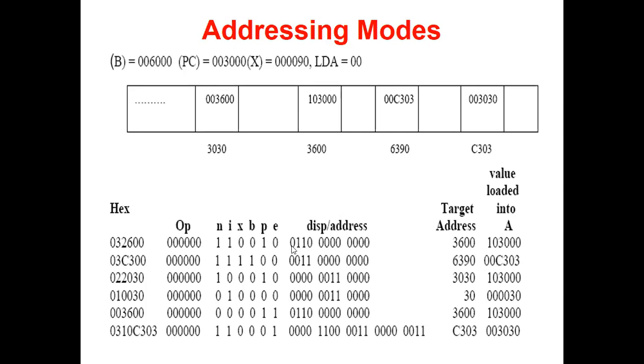Then the displacement, we can see the displacement. These are the last 12 bits here. It is 0110000000. If you convert that into hexadecimal, that is 600. So the target address is 3000, which is the contents of the program counter, plus the displacement, which is 600. And then we get the target address as what? 3600. Is that clear?